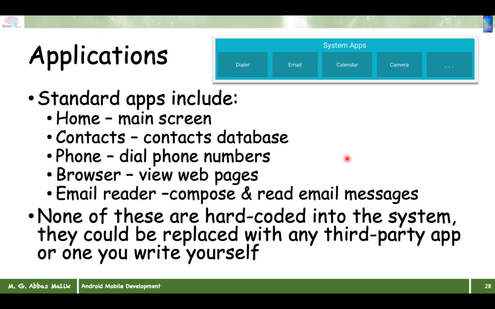And then we have an application layer. In the application layer we have the home screen. We have different applications: a dialer, an email app, a calendar, a camera. All these are the system apps, or applications at this application layer of the Android architecture.